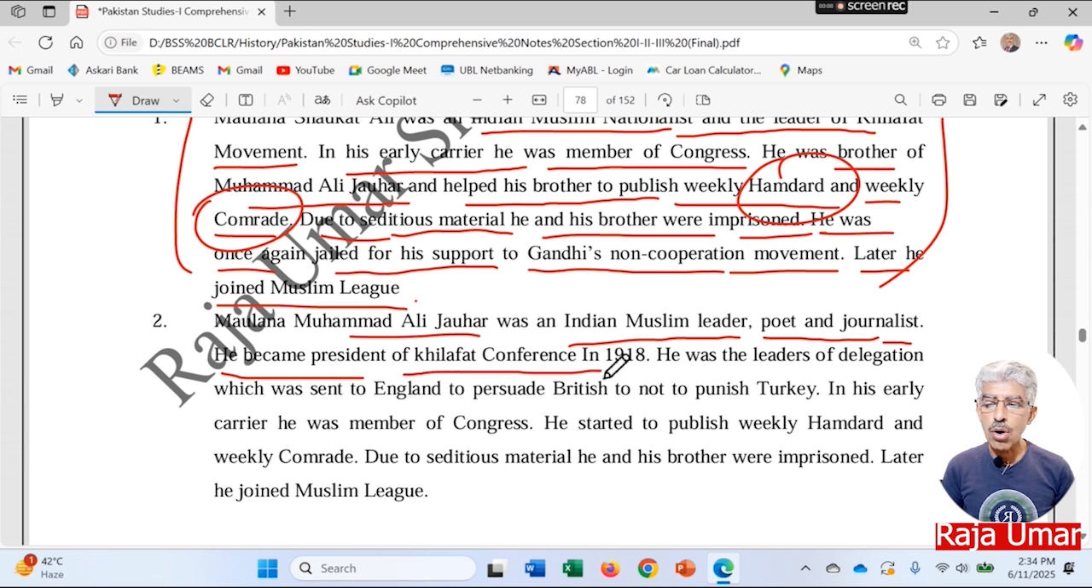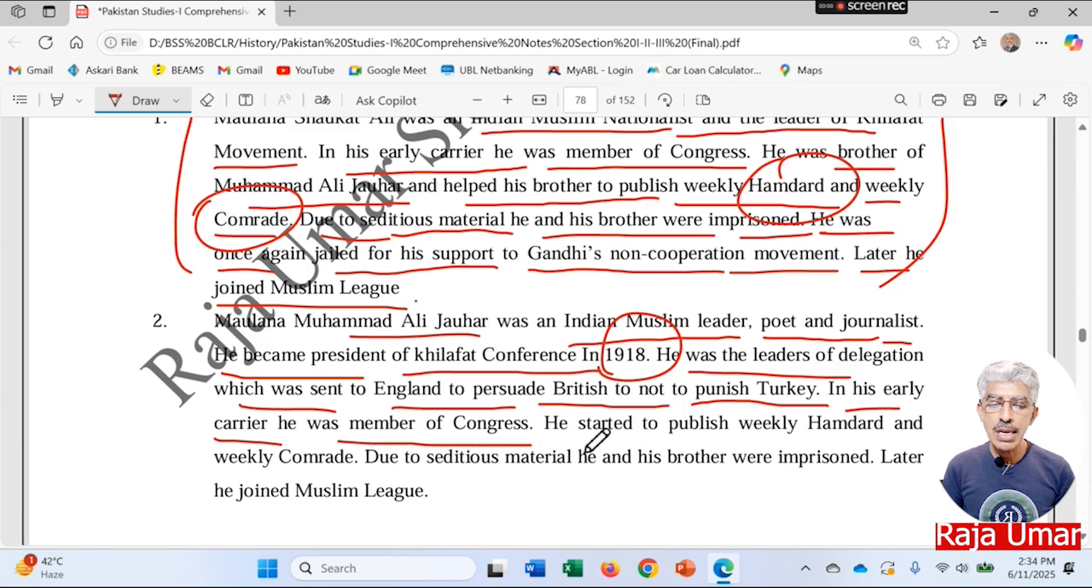He was the leader of the delegation which was sent to England to persuade the British not to punish Turkey. In his early career, he was a member of Congress. He started to publish the weekly Hamdard and the weekly Comrade. Due to the seditious material, he and his brother were imprisoned. Later he joined the Muslim League.